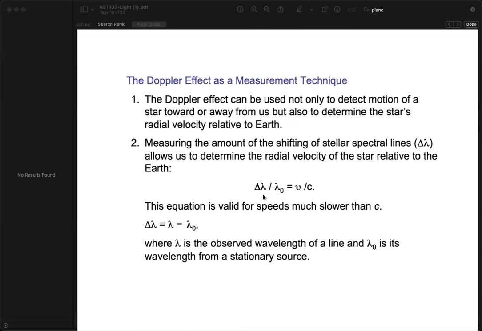So this is the formula for calculating the speed. With this, we can actually calculate the speed with which something is moving. So delta lambda over lambda 0 is equal to v over c. Delta lambda is the amount of red shift or blue shift, right?